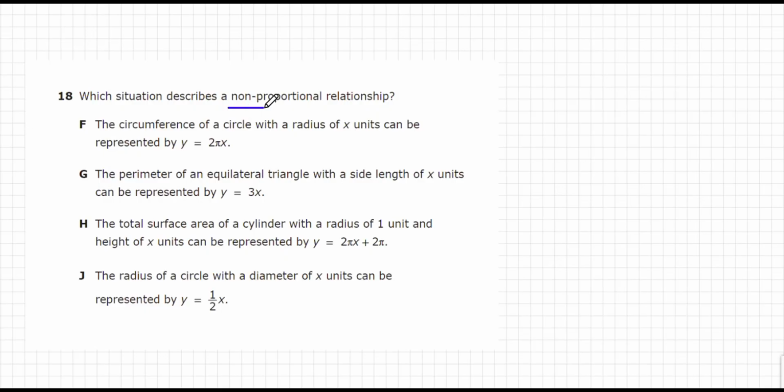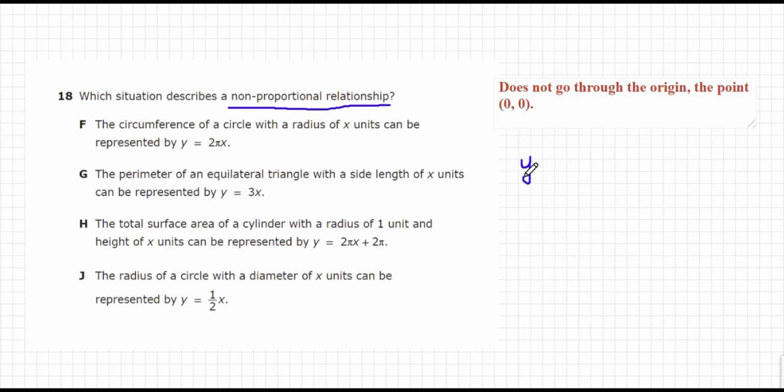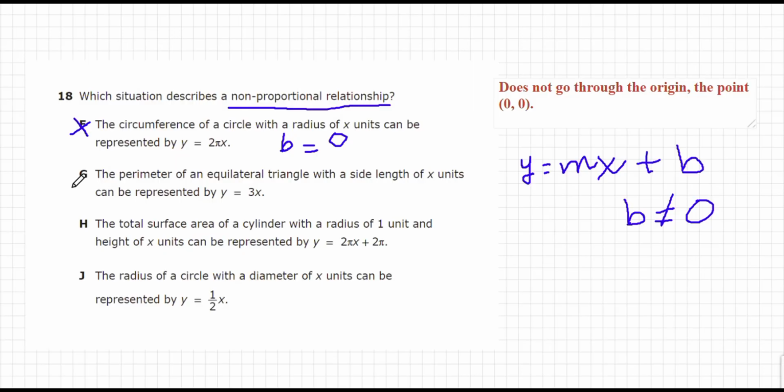Question number 18. Which situation describes a non-proportional relationship, which means it does not go through the origin, the point (0, 0)? y equals mx plus b. Does not go through the origin means b is different than 0. Option F. The circumference of a circle with a radius of x units can be represented by y equals 2πx, with b equals 0, which is incorrect. Option G. The perimeter of an equilateral triangle with a side length of x units can be represented by y equals 3x, which is also incorrect. Option H. y equals 2πx plus 2π is not a proportional relationship. Therefore, H is the correct answer.